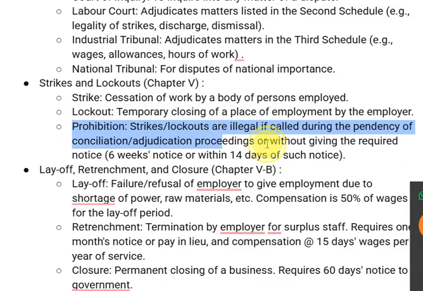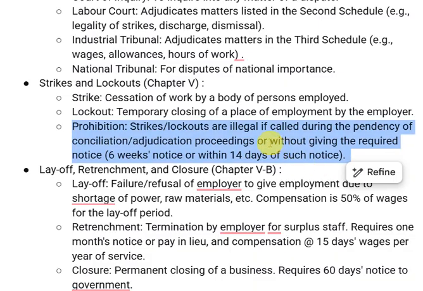So strike and lockouts are illegal if carried out during the pendency of conciliation or adjudication. So if any court's adjudication or court's judgment is being implemented, during that time you cannot go for strike or lockout. Similarly, if your factory is operating as for essential services, then you cannot straightway go for strike or lockout without having proper approval, because essential services have to be maintained. Similarly, in government department also, you cannot straightway go for strike and lockout. You need to give proper notice, you need to get it approved, right? 6 weeks notice is required for strikes or for lockout.